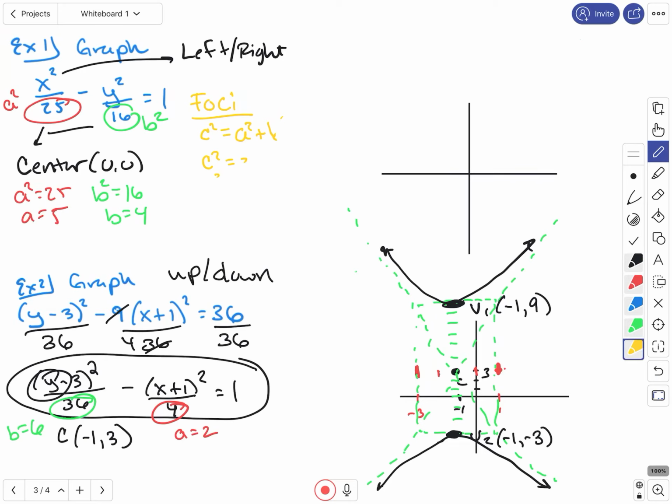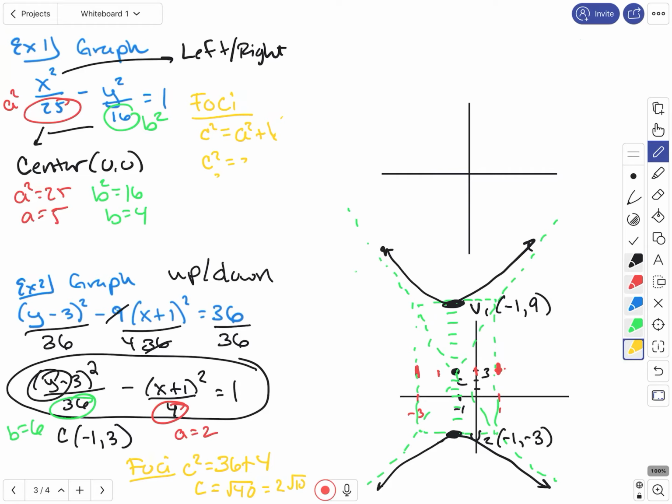Okay, and for the foci, c squared equals a squared plus b squared, so 36 plus 4. So the square root of 40, which is 2 root 10. Okay, so you can do like we did in the last problem. You can get out your calculator and go up and down 2 root 10 or the square root of 40. That's just a little bit less than the last one, which was 6.4. So it's a little bit less than 6.4. So we'll go up and down 2 root 10, which is just above 6.